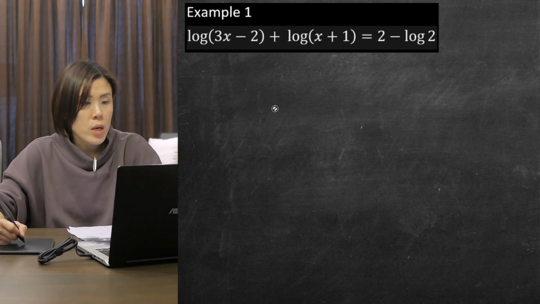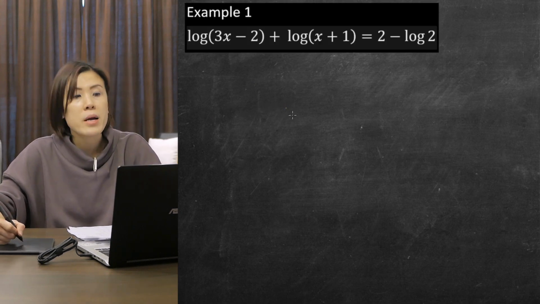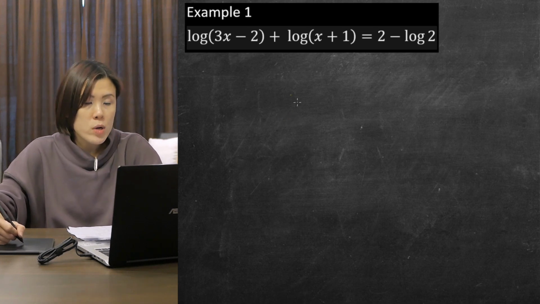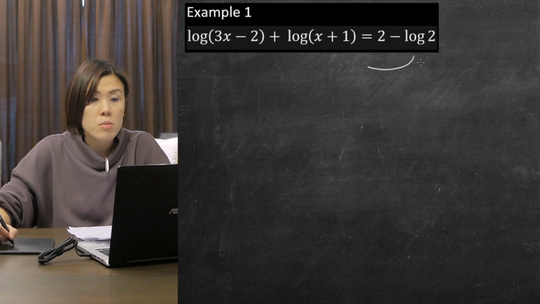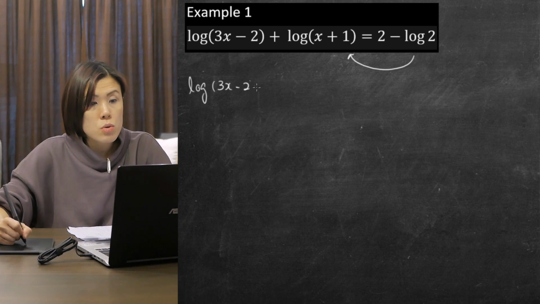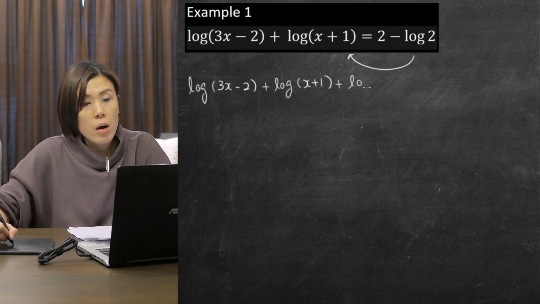Okay, since we want, and you can see that in these equations, the left side can be combined. How about the right side? On the right side, you can see one logarithm, log 2. So what I'm going to do is keep all the logarithms together on one side. I'm going to bring over this log 2. Then we will have log(3x minus 2) plus log(x plus 1) plus log 2 equals 2.